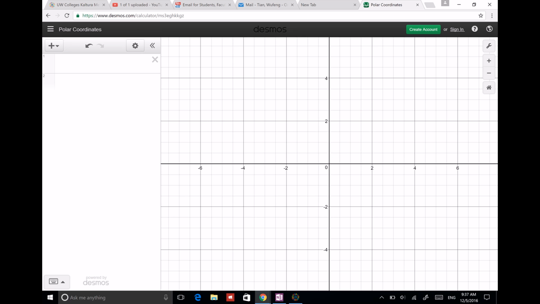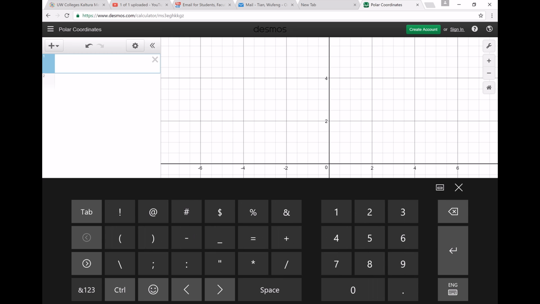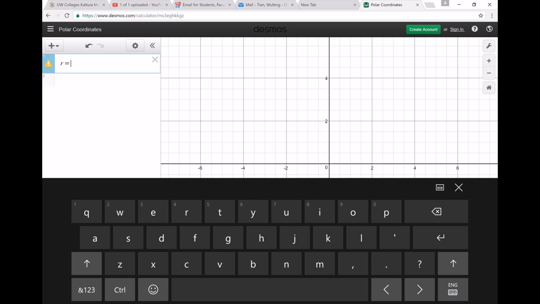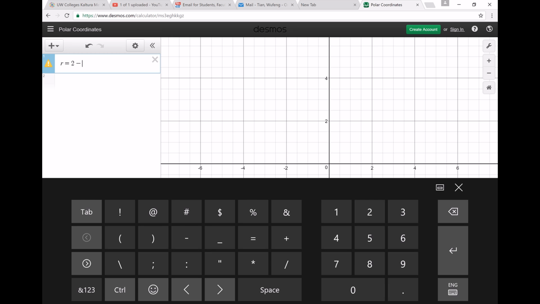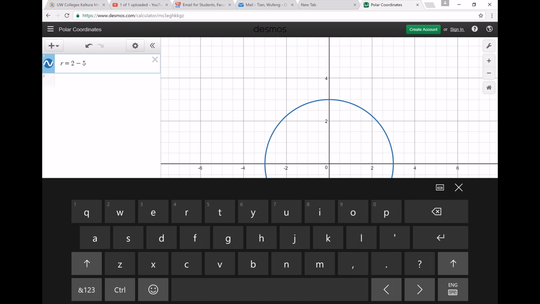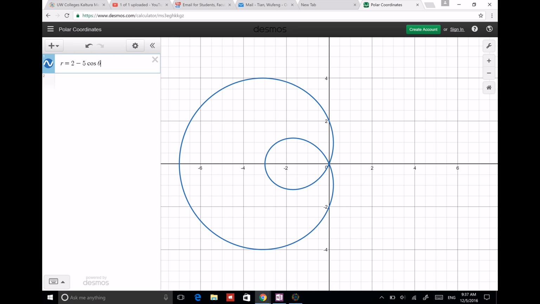Okay, so to graph a polar equation, you can use your own graphing calculator. For this one, if I do it online, it's pretty simple. For example, if I want to do r equals 2 minus 5 cosine theta, you type in 5 cosine, and for theta you just need to type in THE theta, right? Okay. So now this is a polar equation, r equals 5 minus cosine theta. You type it in, and you will get this graph.